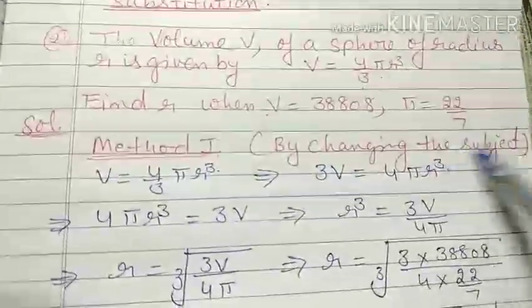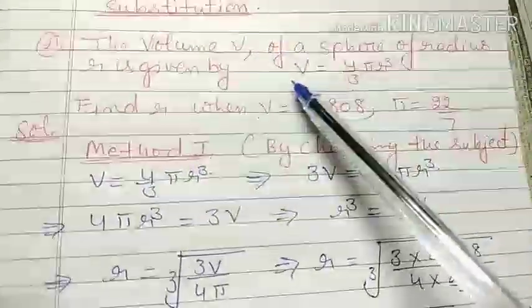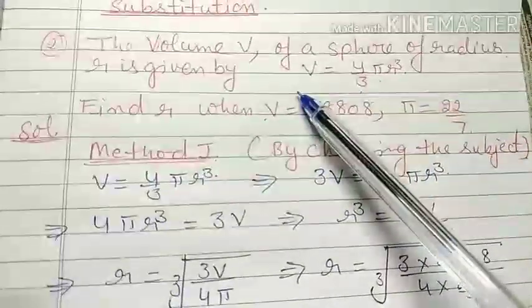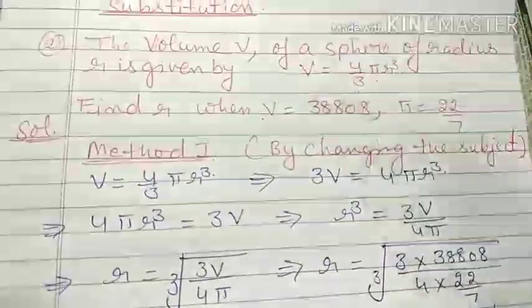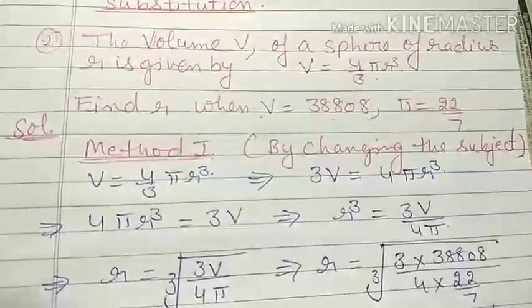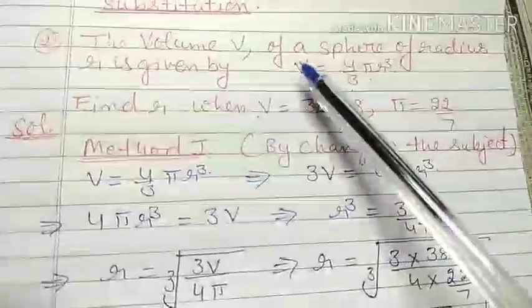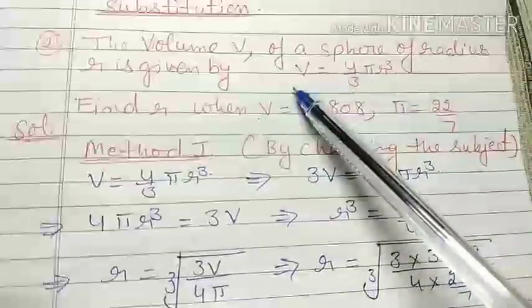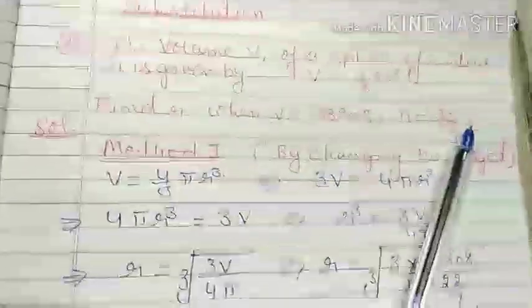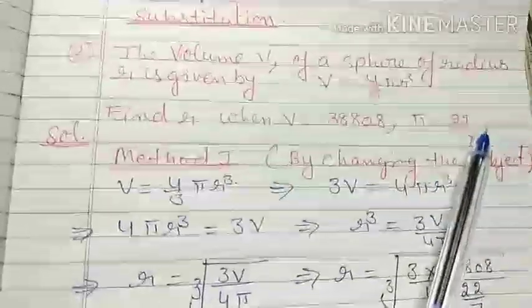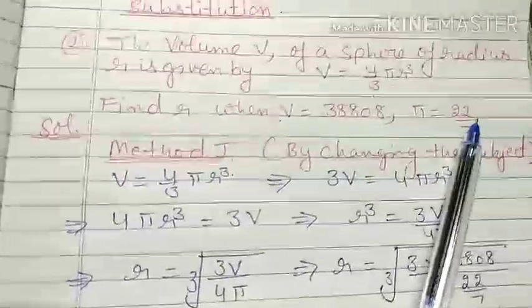Either you go with the subject change, meaning r should be shifted to one side. Like in the previous question, we changed the subject from s to u. Here, if we change the subject from V to r, we first find the formula for r, then apply the values. That is one method.